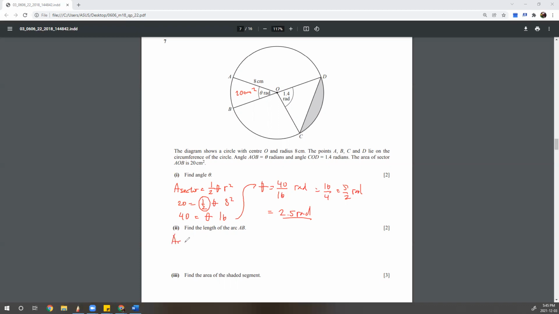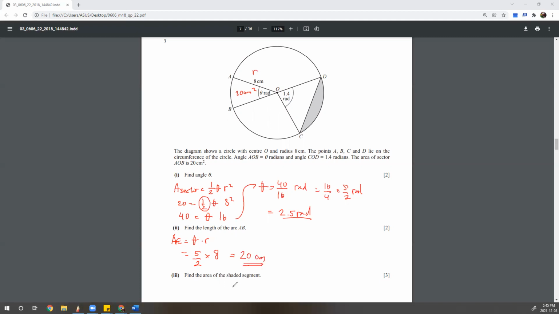Find the length of arc AC. The arc formula will be theta times r, right? Theta is given, 5 over 2. I prefer fractions to decimals, times 8, because r is 8. R is always 8, see? And then 20 cm.